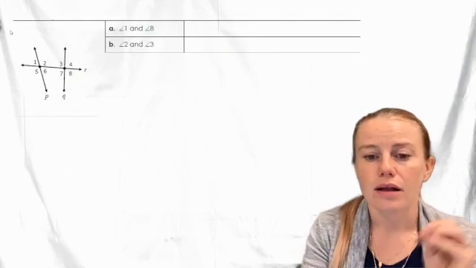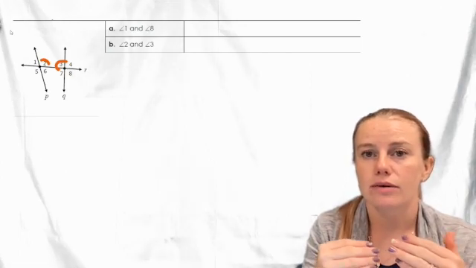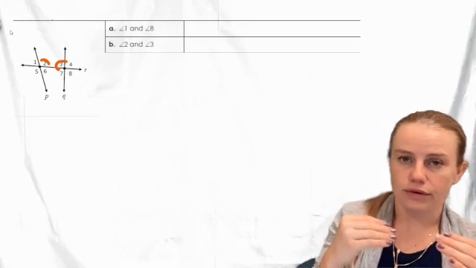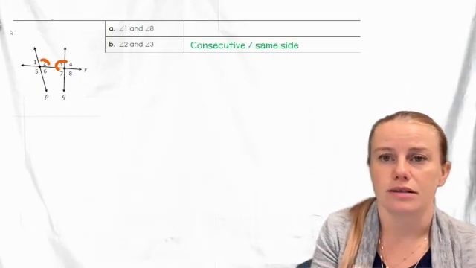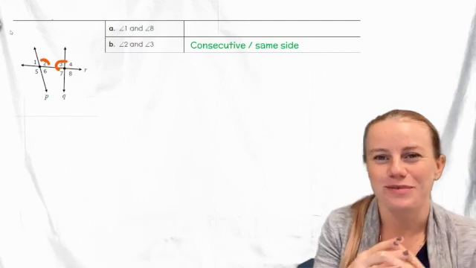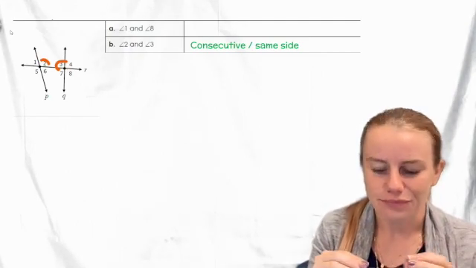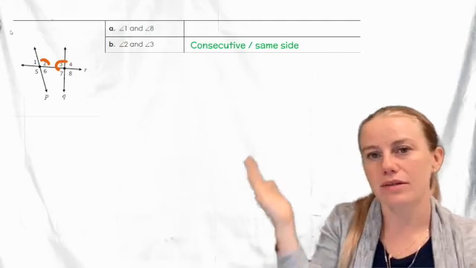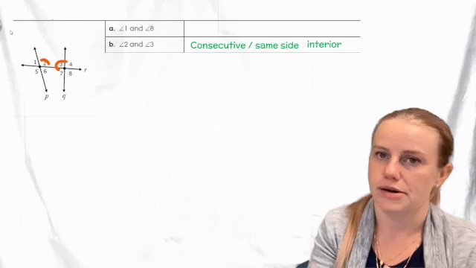So let's look at 2 and 3. Are they on the opposite or the same side of that transversal? Same side, so that's our consecutive word, or same side. You can still use that same side word. And are they outside the 2 lines or inside the 2 lines? Since they're inside, they are interior. So that's it, guys. That's all we're doing.